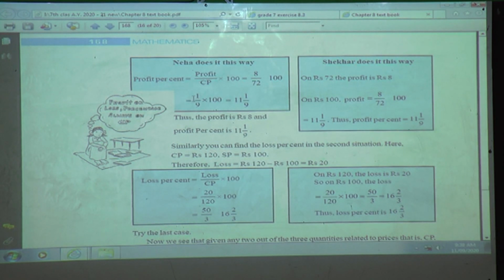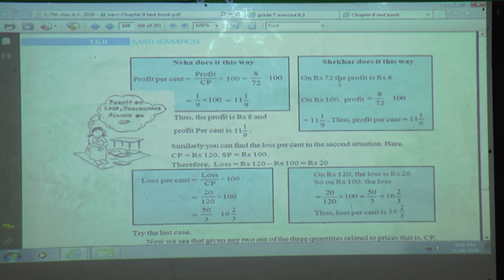So what will it be? Multiplication of the numerator gives 100 upon 9. It is an improper fraction, so we have to write it as a mixed fraction. After division we get 11 whole 1 upon 9. This was Neha's calculation.